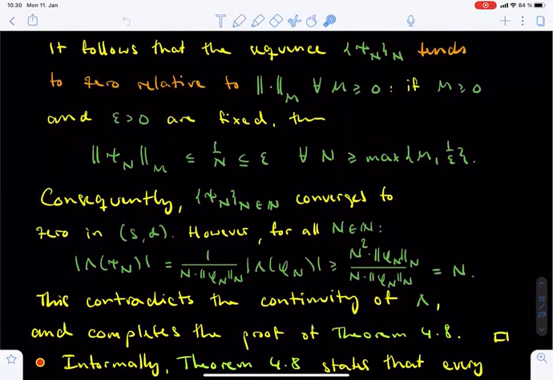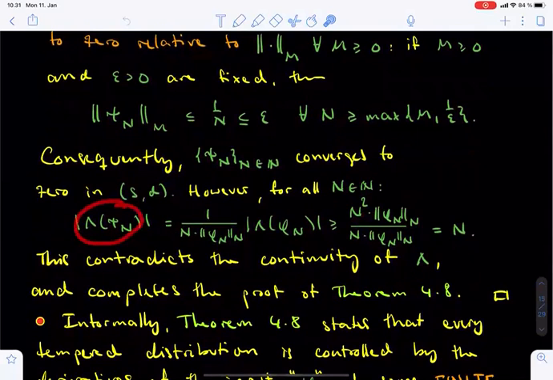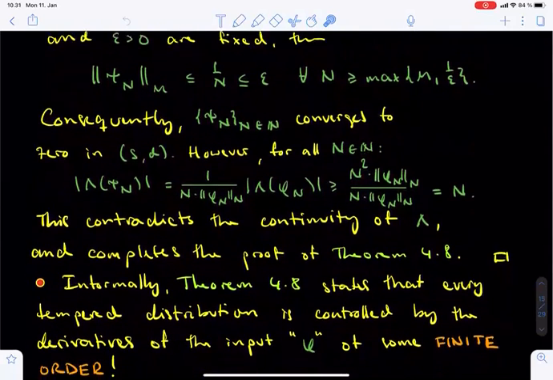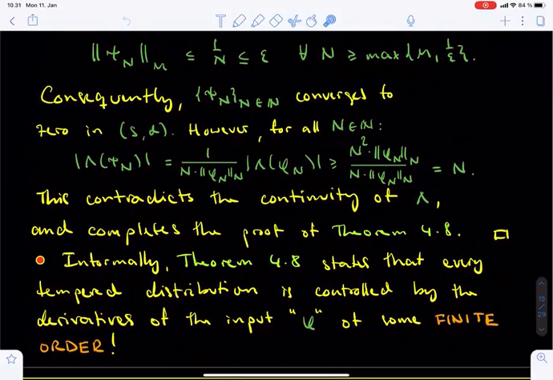However, the values of lambda at psi_n do not tend to 0. Indeed, since lambda is linear, the absolute value of lambda at psi_n equals 1 over n times the n-norm of phi_n times the absolute value of lambda at phi_n. But the sequence phi_n was initially chosen so that the absolute value of lambda at phi_n exceeds n squared times the n-norm of phi_n. The resulting ratio equals n, so certainly the sequence of complex numbers lambda of psi_n does not tend to 0. This contradicts the continuity of the tempered distribution lambda and concludes the proof of theorem 4.8.